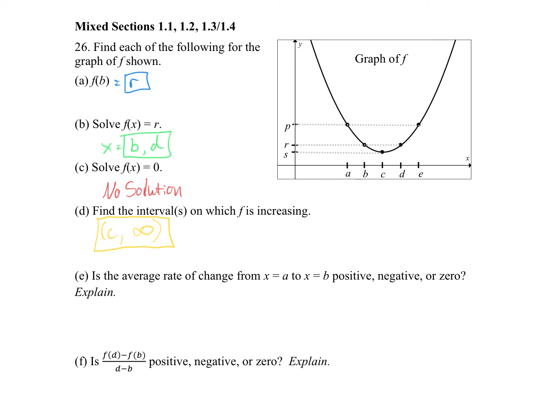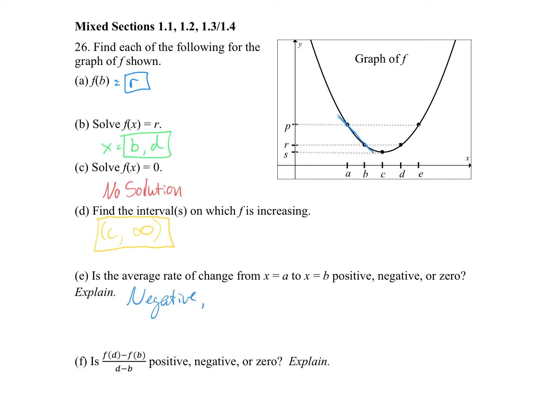So if we're looking at average rate of change between 2 points, we can visualize it with a straight line between them, like so. So the average rate of change is like the slope between the 2 points if there was a straight line there. So this line goes down if we're looking left to right. And so our average rate of change between A and B would be negative.